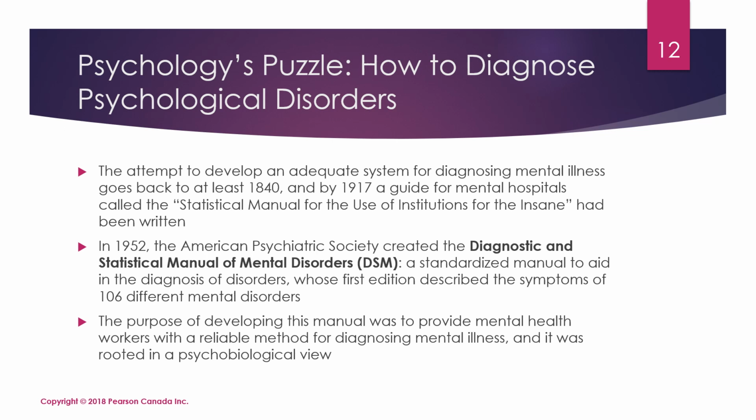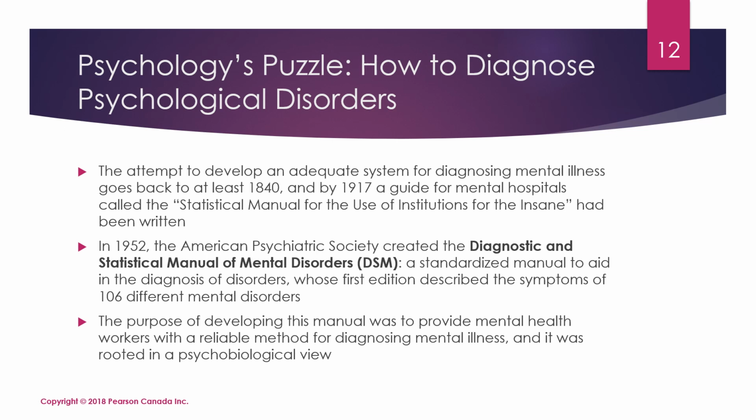So in terms of how to diagnose psychological disorders, the attempt to develop an adequate system for diagnosing mental illness goes back to at least 1840, and by 1917, a guide for mental hospitals called the Statistical Manual for the Use of Institutions for the Insane had been written. So they basically came up with this book that was meant to be used as a guideline for mental hospitals and asylums to help them treat their patients and diagnose their patients.